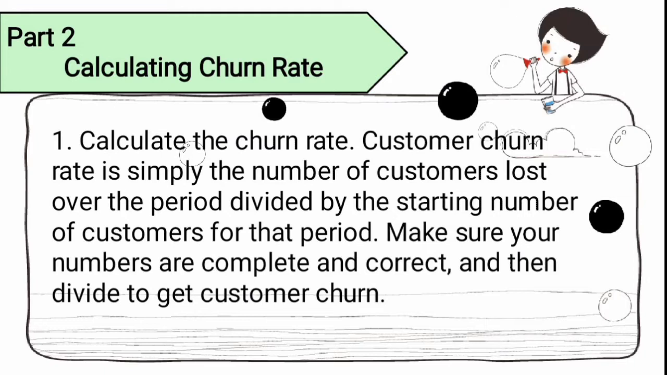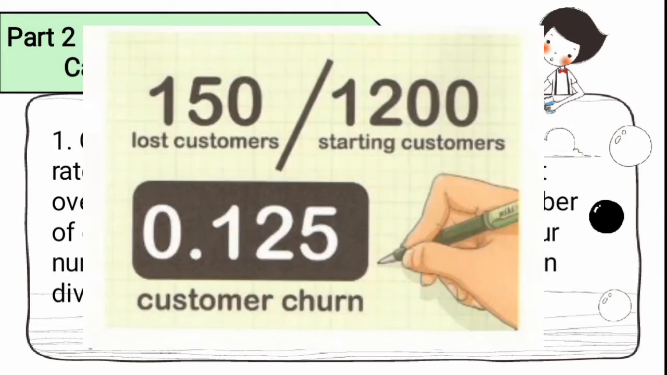Calculate the churn rate. Your customer churn rate is simply the number of customers lost over the period divided by the starting number of customers for that period. So you need to make sure your numbers are complete and correct, and then divide to get customer churn.